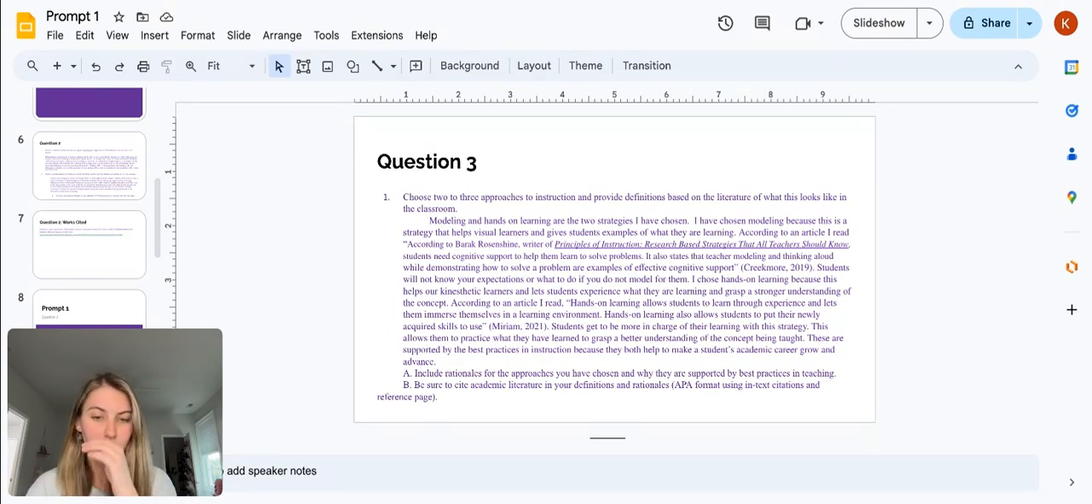These are supported by the best practices in instruction because they both help to make a student's academic career grow and advance.